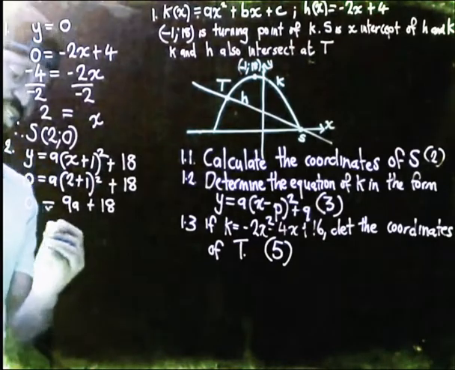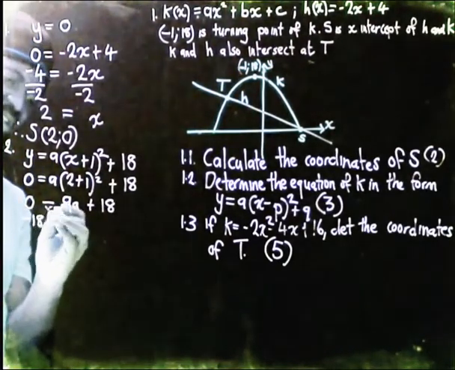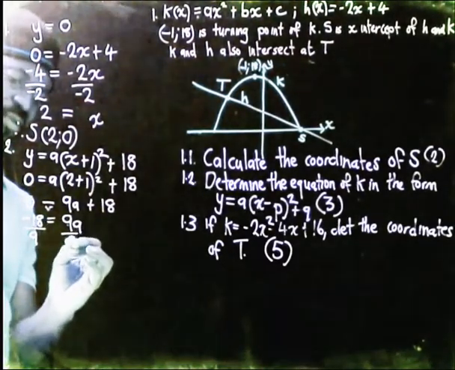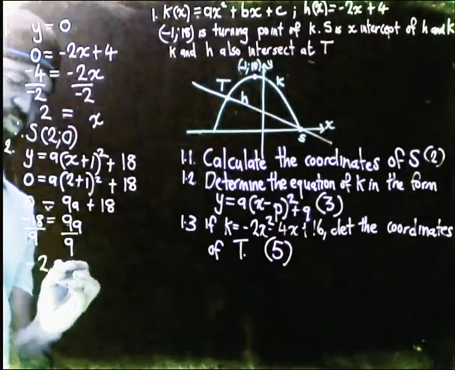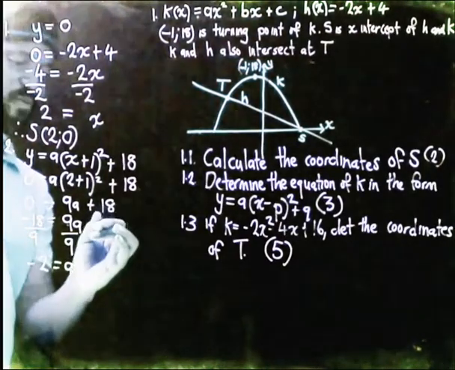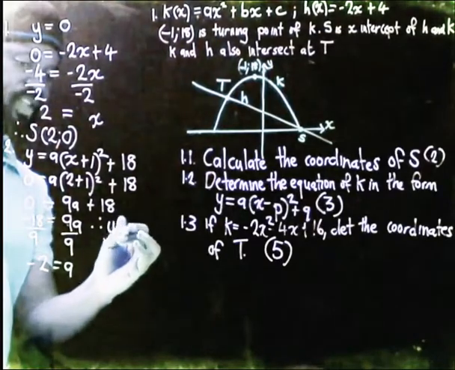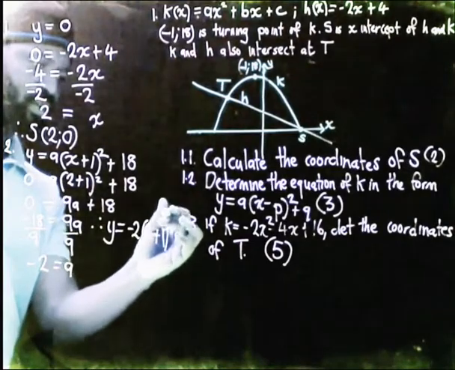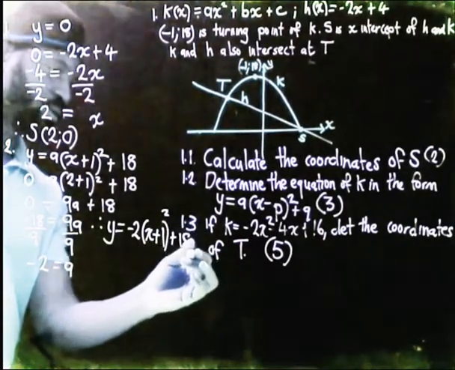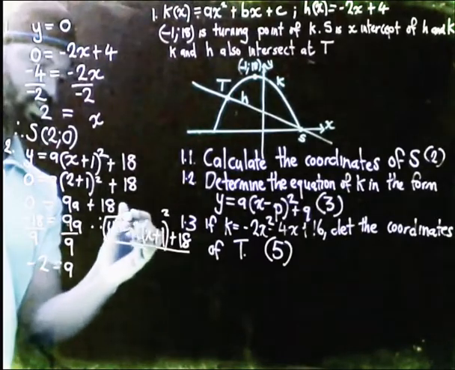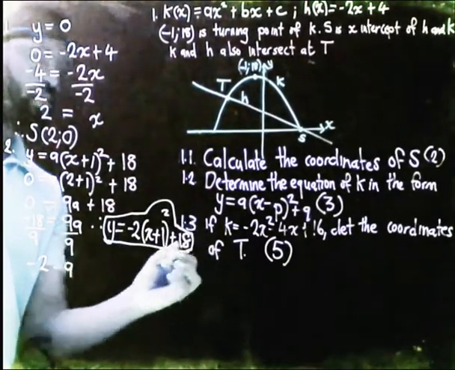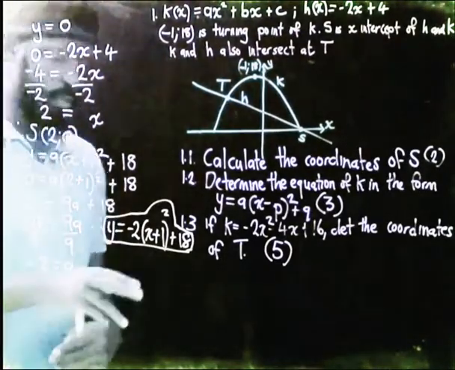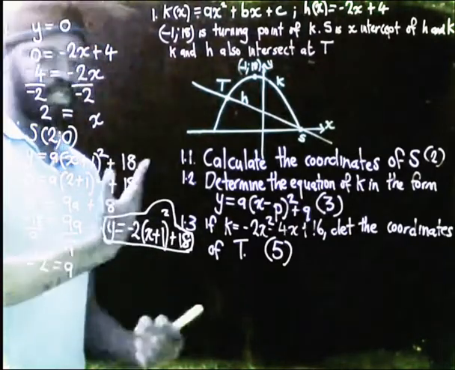equation. Bring the 18 across, becomes negative 18 is equal to 9a. Divide both sides by 9. I get minus 2 is equal to a. Therefore, my equation now is y is equal to minus 2(x plus 1) squared plus 18. This is my answer there. Okay. Now, y equals minus 2(x plus 1) squared plus 18.